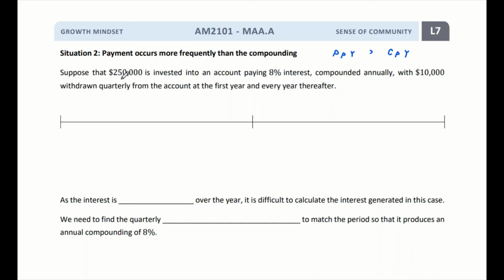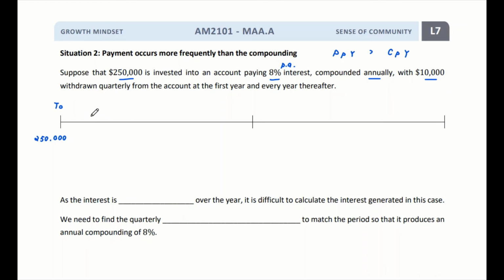So suppose that 250,000 is invested into an account paying 8% per annum interest here. So the interest here is compounded annually, so CPY is 1. So 10,000 is withdrawn quarterly from the account, so that's why your PPY is 4 times per year. Okay, so now let's try to imagine what's going to happen here. So this is our T0, so that's why we have 250K. Okay, so for every quarter, 10,000 is withdrawn, right?